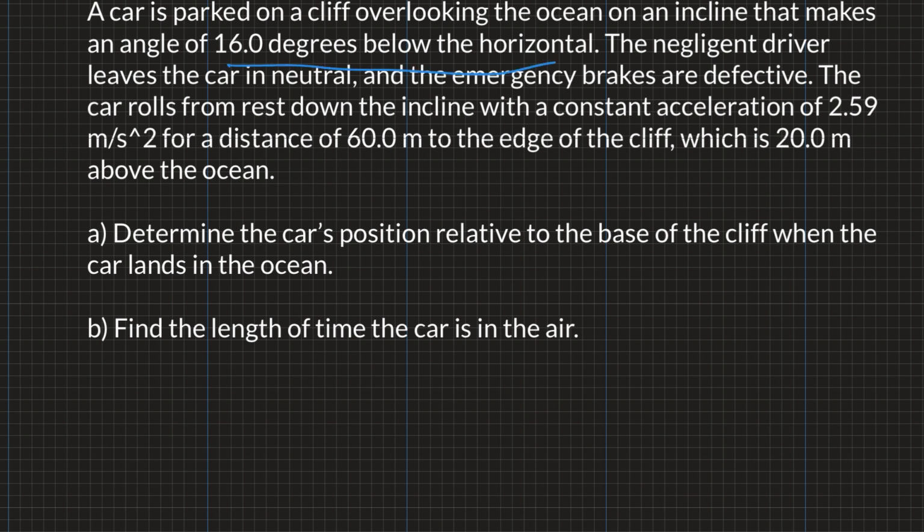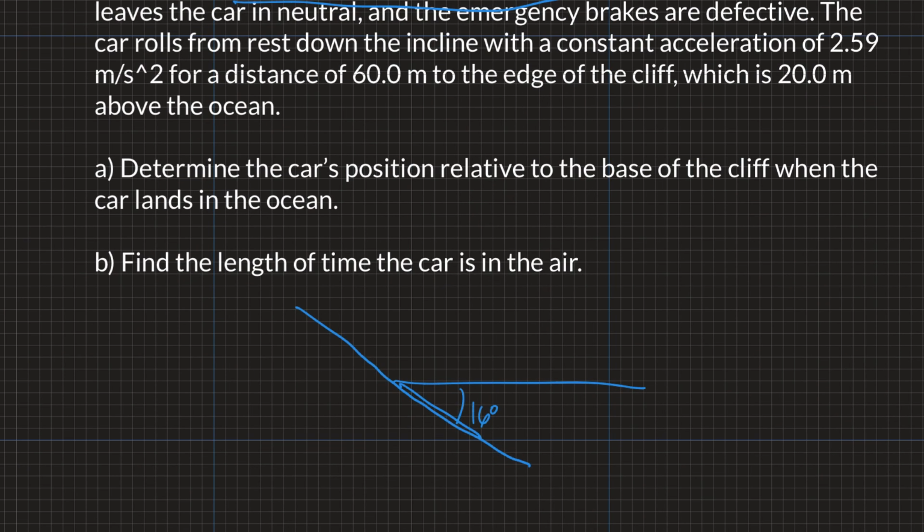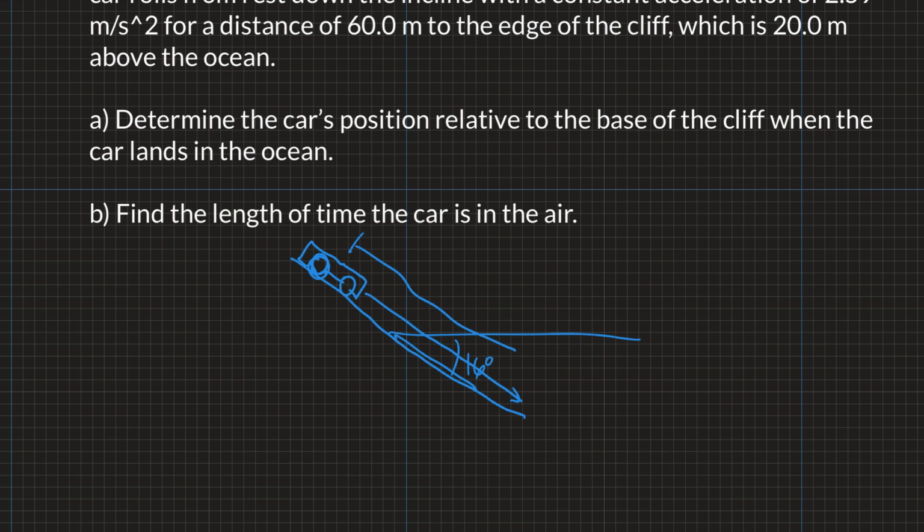Okay, so that basically means here's horizontal, here's below horizontal, so it's 16 degrees, so this is your cliff. Right, it looks like that. The negligent driver leaves the car neutral and the emergency brakes are defective. The car rolls from rest, so if the car is up here somewhere, okay, and it starts at rest, and it's going to roll down the incline with constant acceleration of 2.59 meters per second squared until it goes 60 meters, so it's going to go 60 meters this way, okay, during which time it's accelerating at 2.59 meters per second squared.